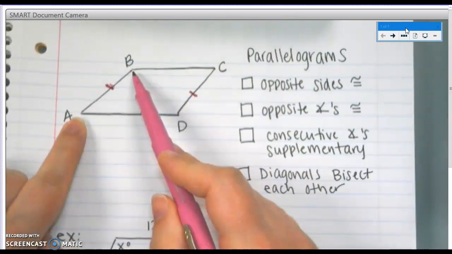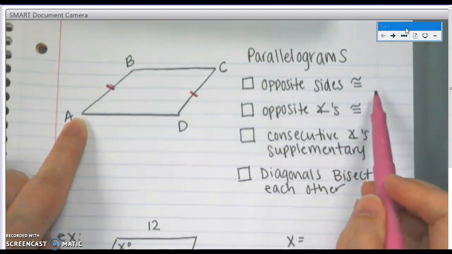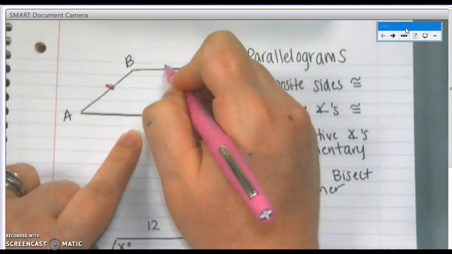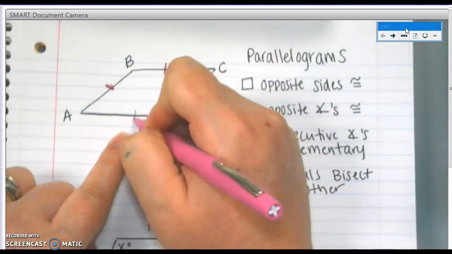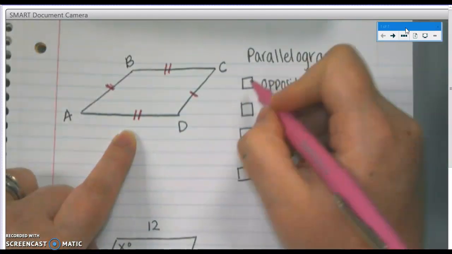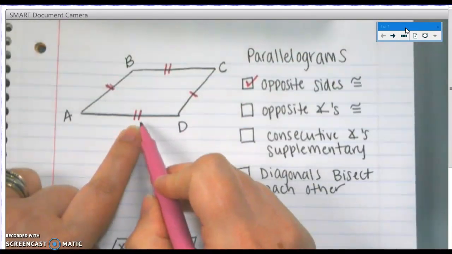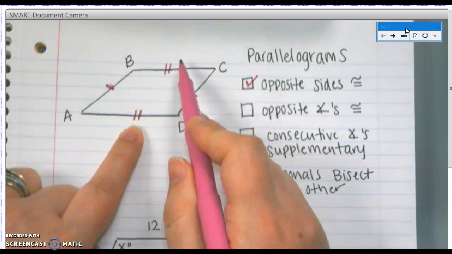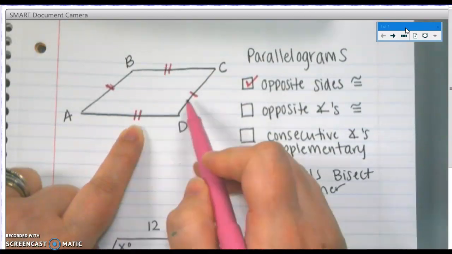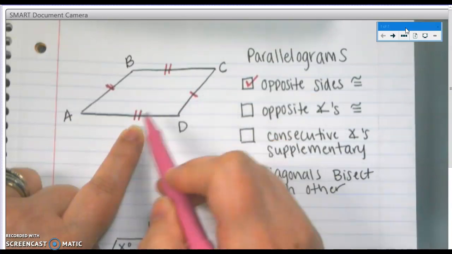That means AB is the same length as CD. And that little symbol means congruent. It means the same thing as equal. BC is the same as AD. And the only reason that I use two little marks here is to show you that the ones that match are the same. So this side is not going to necessarily be the same as this side because the number of marks is different.